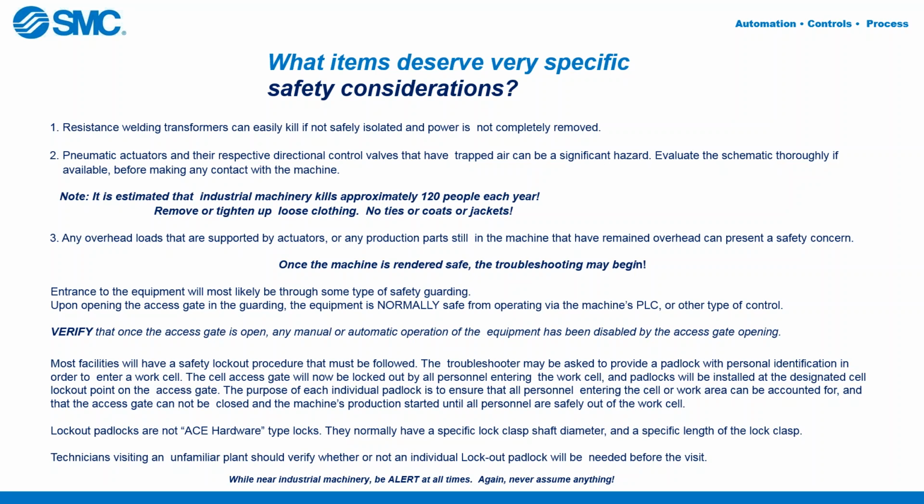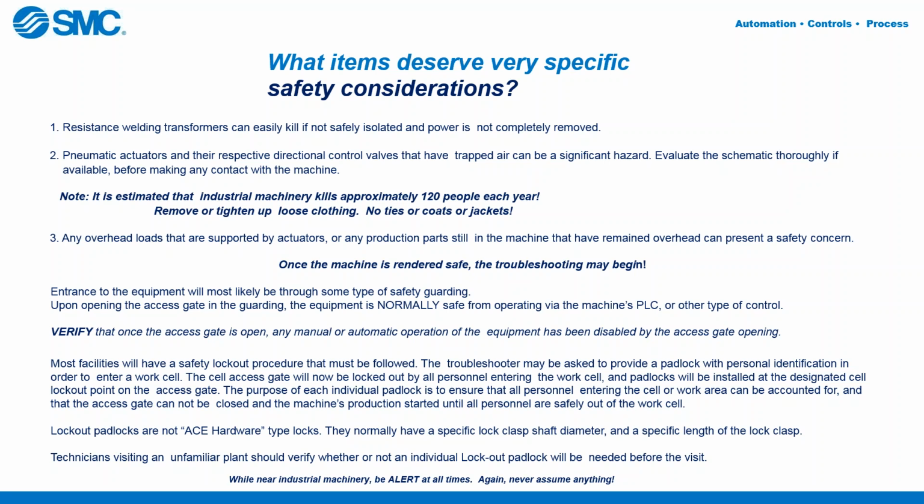And this is probably an older figure, but 120 people each year are killed by industrial machinery, approximately. So be careful. Make sure that the safety protocols are observed. Loose clothing that might get caught in a moving part should be dealt with. Any of those kinds of things. Overhead loads, of course, that I mentioned, any production parts still in the machine that have the potential to fall, all of those things can be a safety concern, so pay particular care to those 3 points.